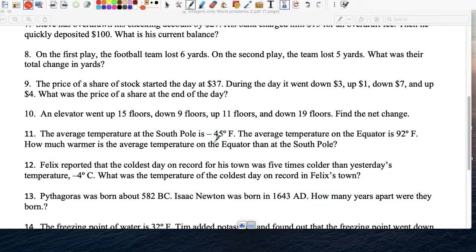Felix reported the coldest day on record for his town was 5 times colder than yesterday's temperature. Well, yesterday's temperature was negative 4 degrees. 5 times, well, just times 5. And a negative times a positive is a negative, and that gives me negative 20. We'll talk again about why a negative times a positive is a negative, but for now, that's okay.